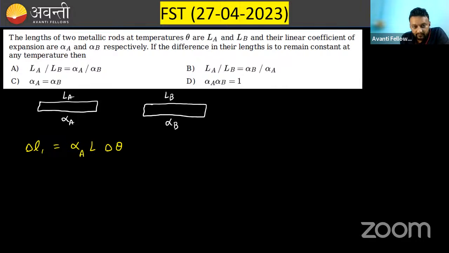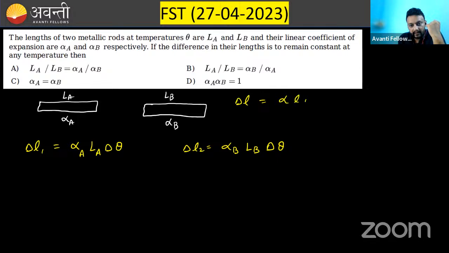Now for the first rod, it is alpha A, this is LA. This is the change in length. If I increase the temperature, the change in length is something. And similarly for the second rod, delta L2 is equal to alpha B LB delta theta. I hope you remember the formula that delta L is equal to alpha L delta theta. This is the original form, where L is the original length, alpha is the temperature coefficient of expansion.